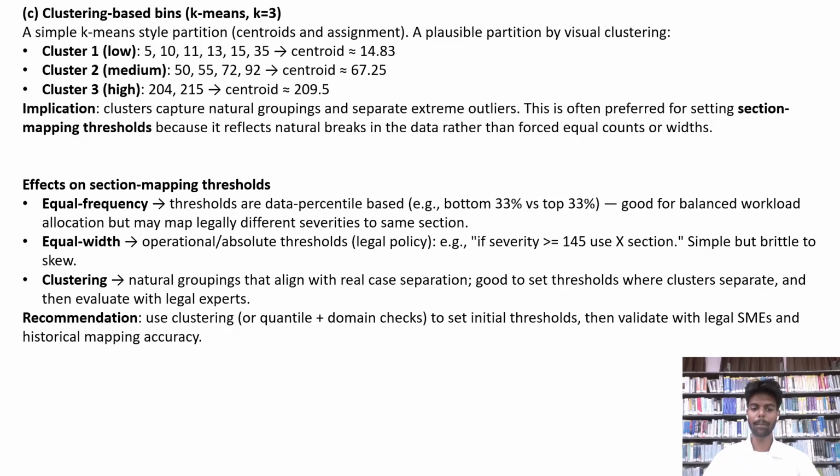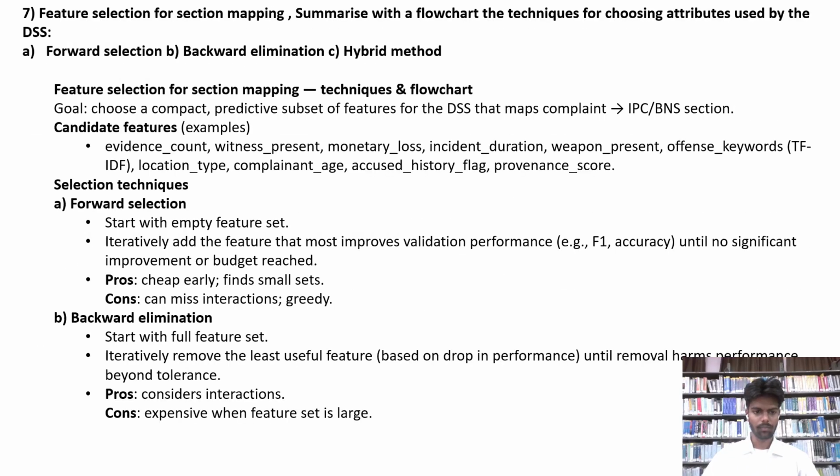Starting with question number 7, we have to explain feature selection for section mapping and summarize with a flowchart the techniques for choosing attributes used by DSS: forward selection, backward elimination, and the hybrid methods. Now we start. We have the goal to choose a compact predictive subset of features for a DSS that maps complaints to IPC and BNS sections.